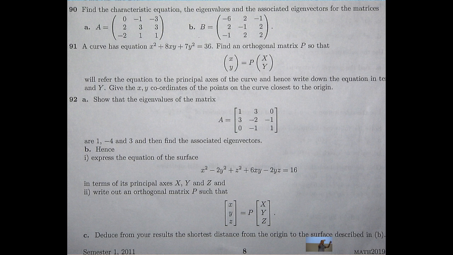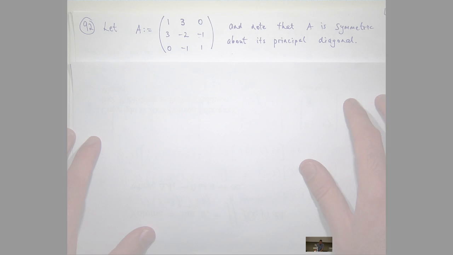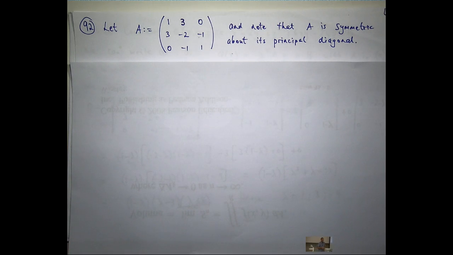Secondly, we're asked to write out an orthogonal matrix P such that little x, little y, and little z is the transform of big X, big Y, big Z under P. And part C asks you about the shortest distance from the surface to the origin. You don't have to write all of this down, of course, but I want to explain as I go through.